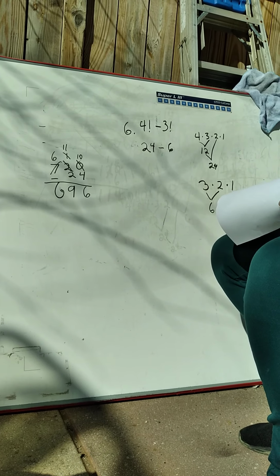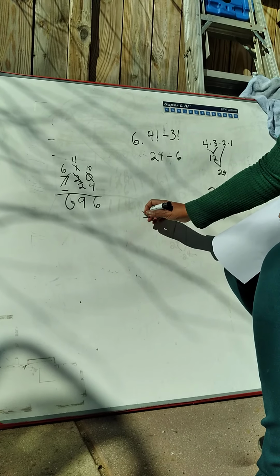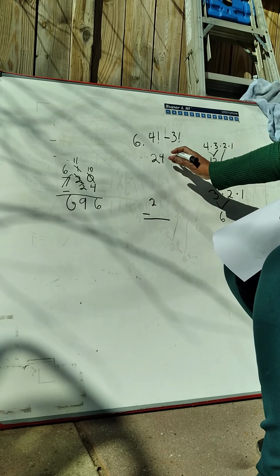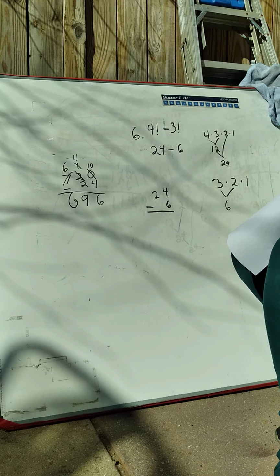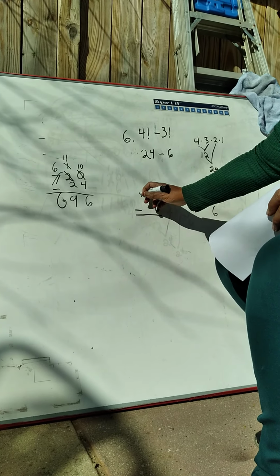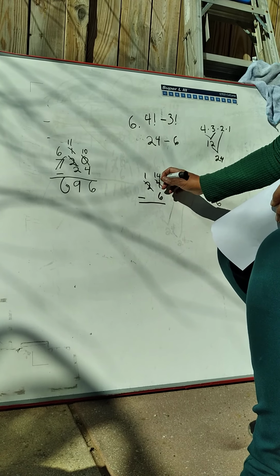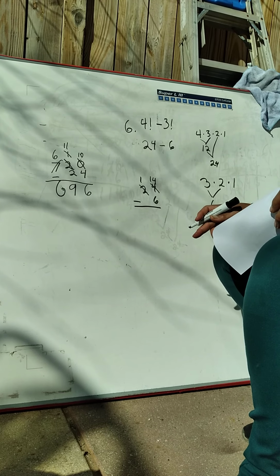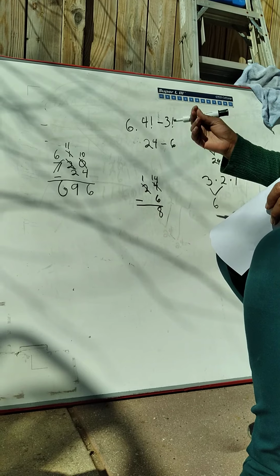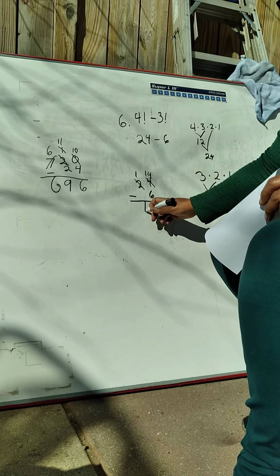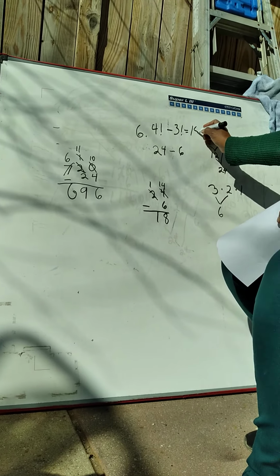We'll do it vertically. We can't take 6 from 4, so we're going to need to borrow. Make that 1 into a 14. 4 becomes 14. 14 take away 6 is 8. Good job. 1 take away nothing is 1. So the answer to this question would be 18.